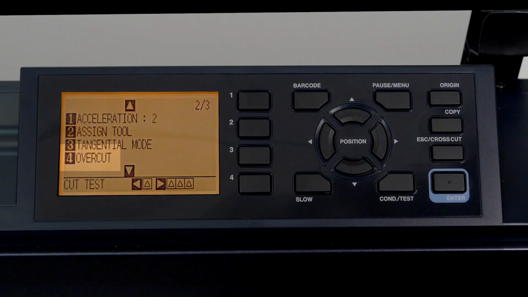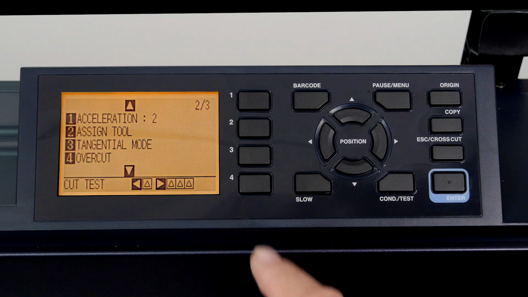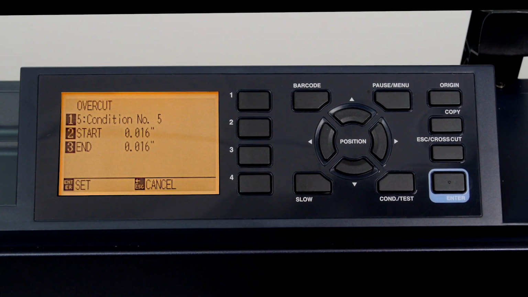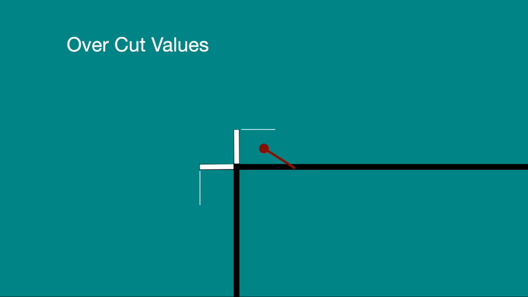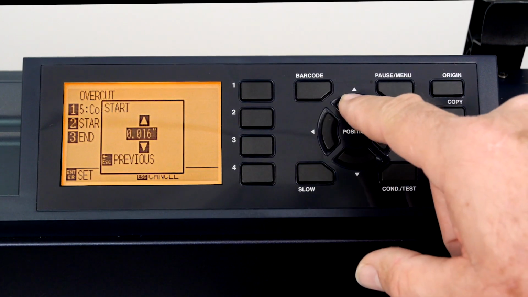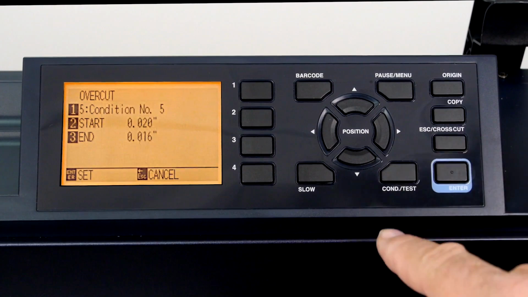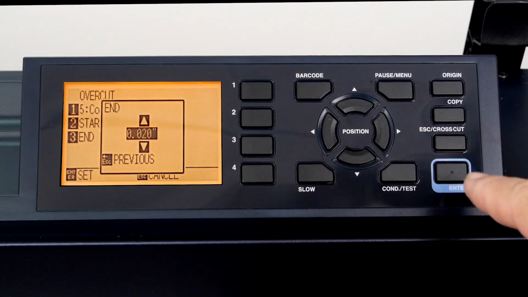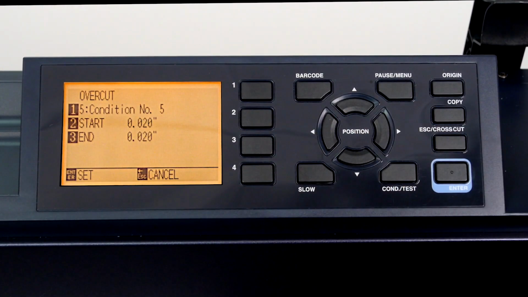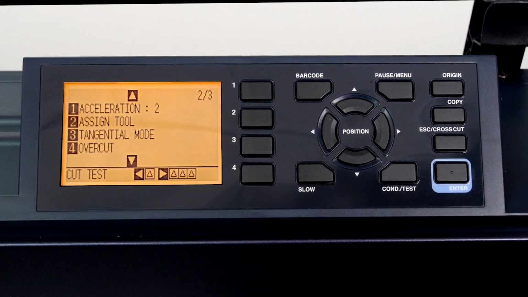The overcut, just below tangential mode, goes hand in hand with the tangential mode in that it allows the distance of the overcuts to be adjusted if needed. Increasing the overcut distance can ensure that the start and end points meet. Once it is set, we can press Enter.